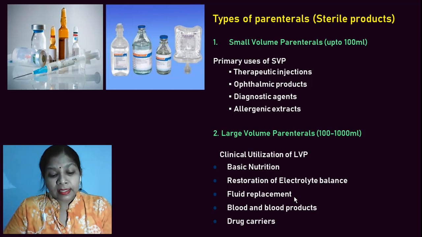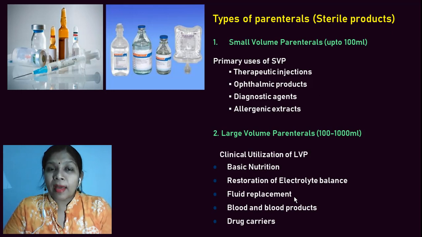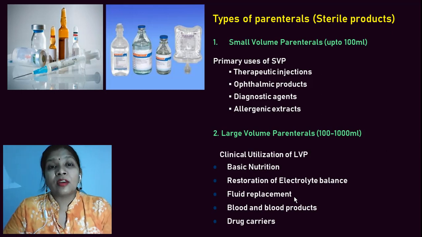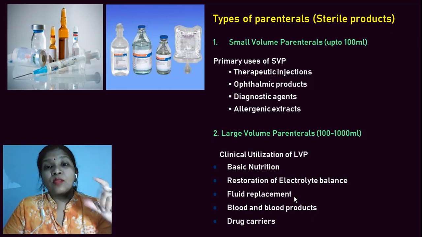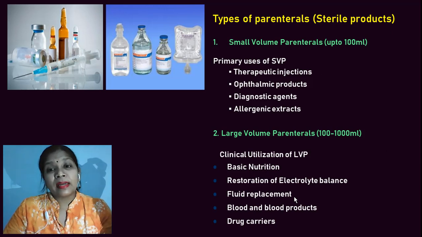Now, coming to the types of parenteral preparations which the hospital pharmacist can prepare in the hospitals, I have classified the parenterals under two categories. One is the small volume parenterals, next is the large volume parenterals. This categorization is according to the capacity of the parenterals. Generally, the small volume parenterals have a limit of up to 100 ml. That means the maximum limit of the container of small volume parenterals is 100 ml. Coming to the large volume parenterals, the limits range from 100 ml to 1000 ml.